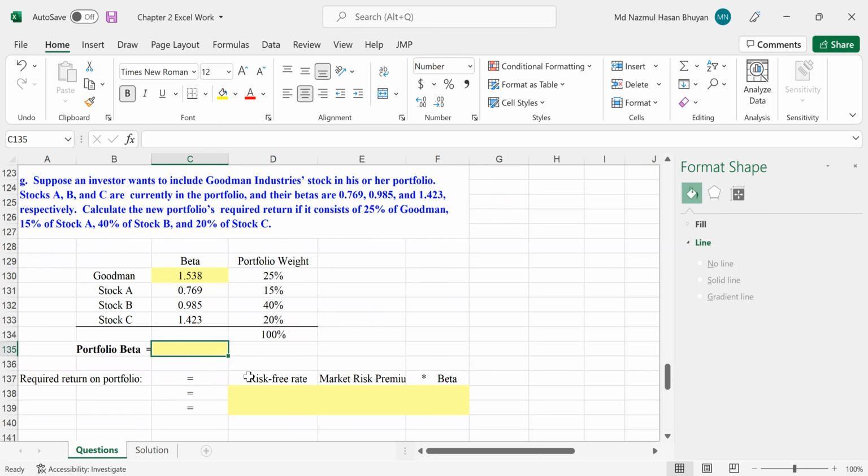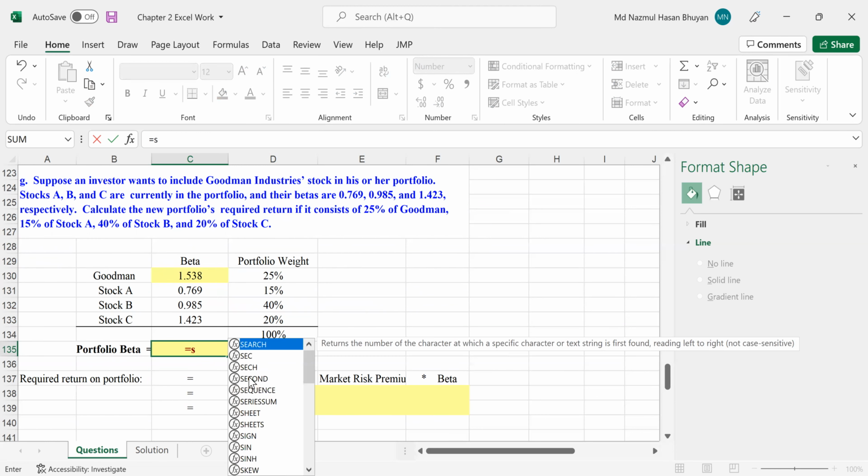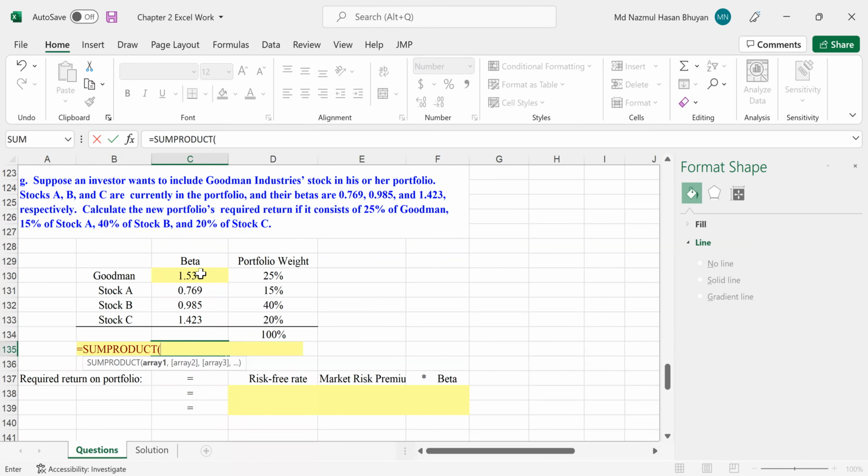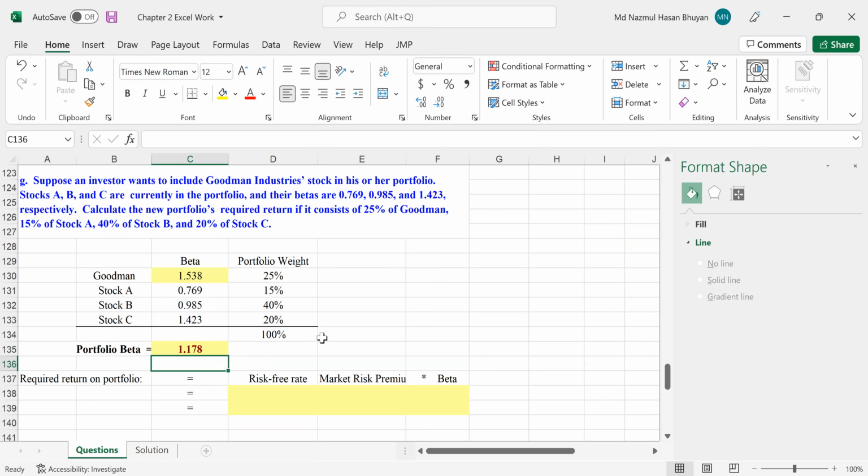Okay, now portfolio beta. So here we are going to use the formula sum product. Our portfolio beta is the weighted average of the individual beta. So we are going to choose our beta, and then we are going to apply portfolio weight over the individual beta to get the portfolio beta. So here our portfolio beta is how much? 1.18.